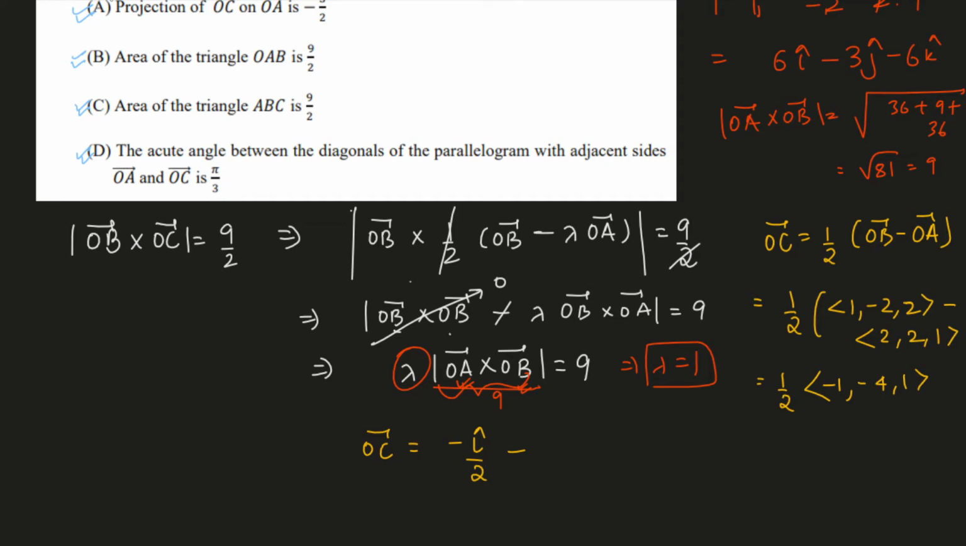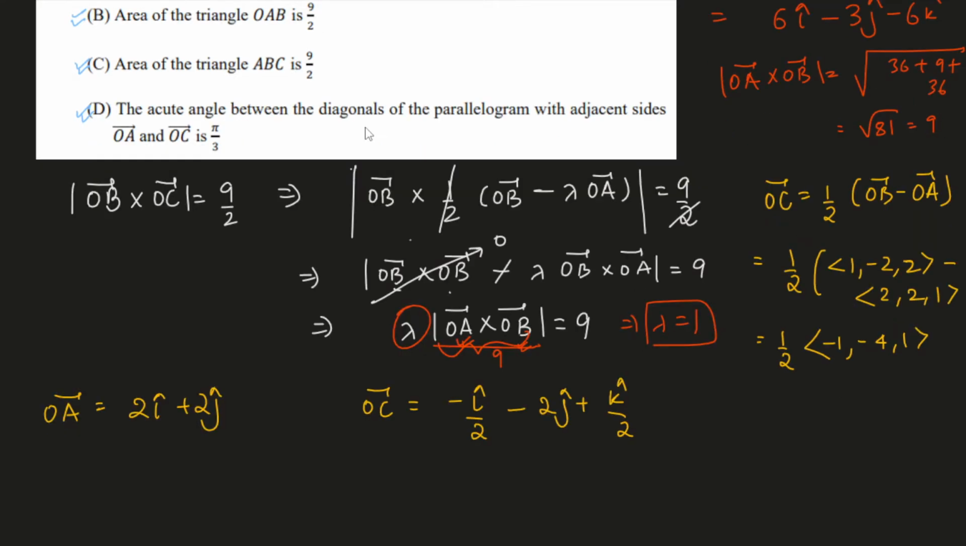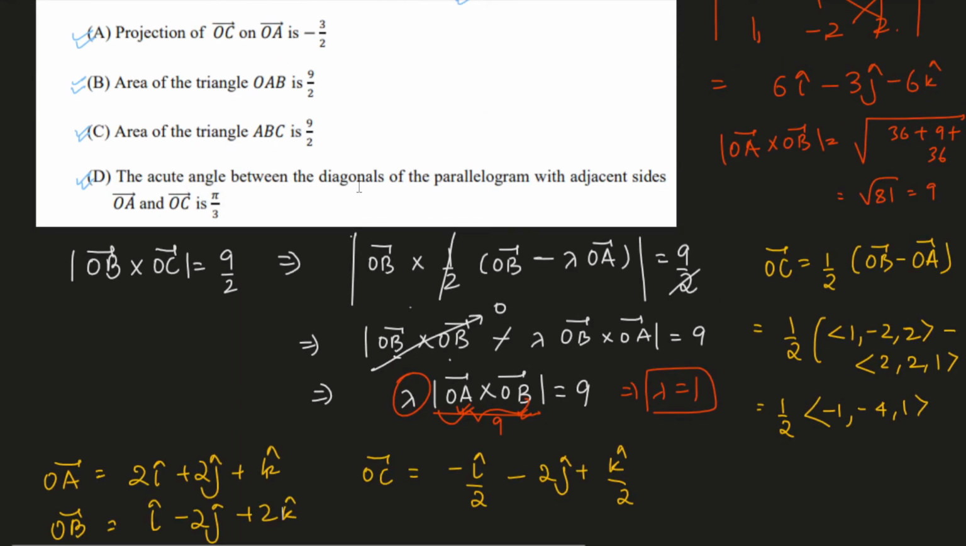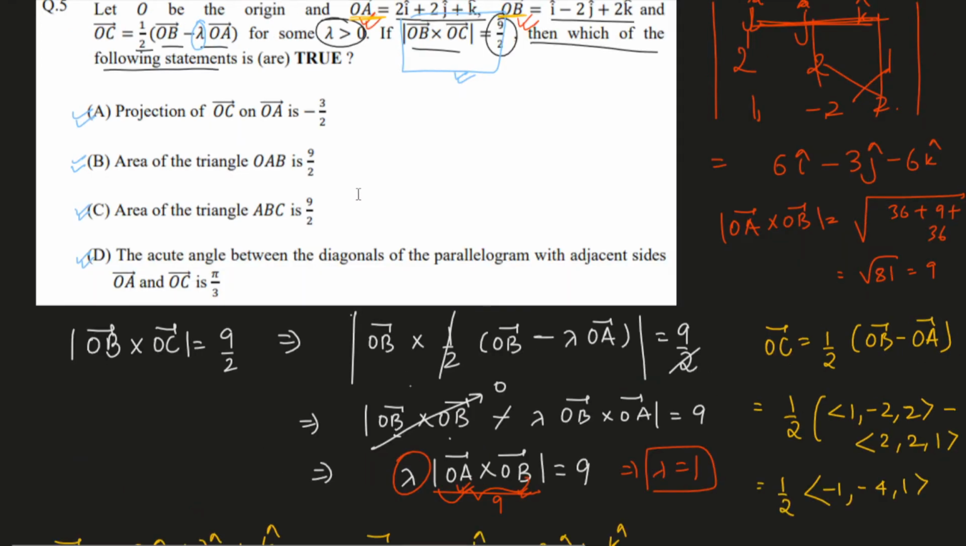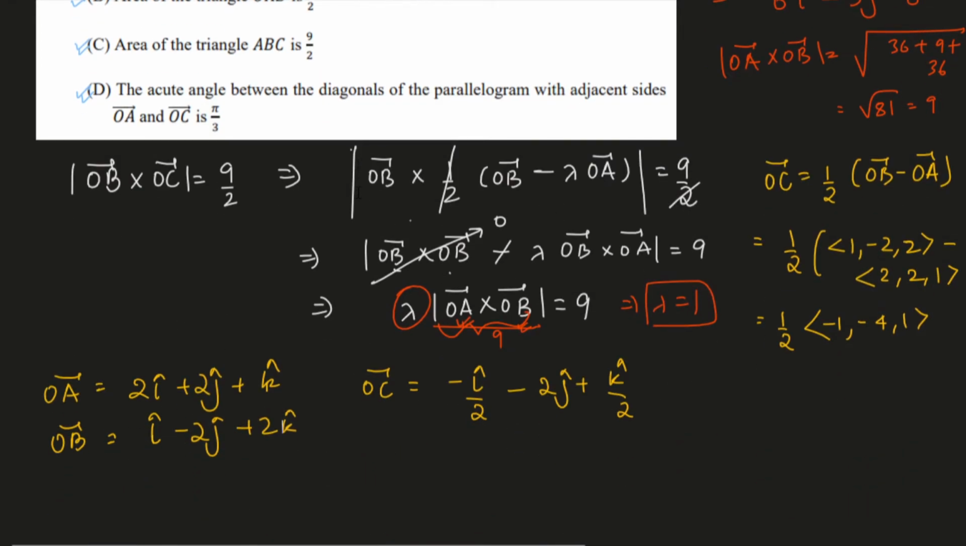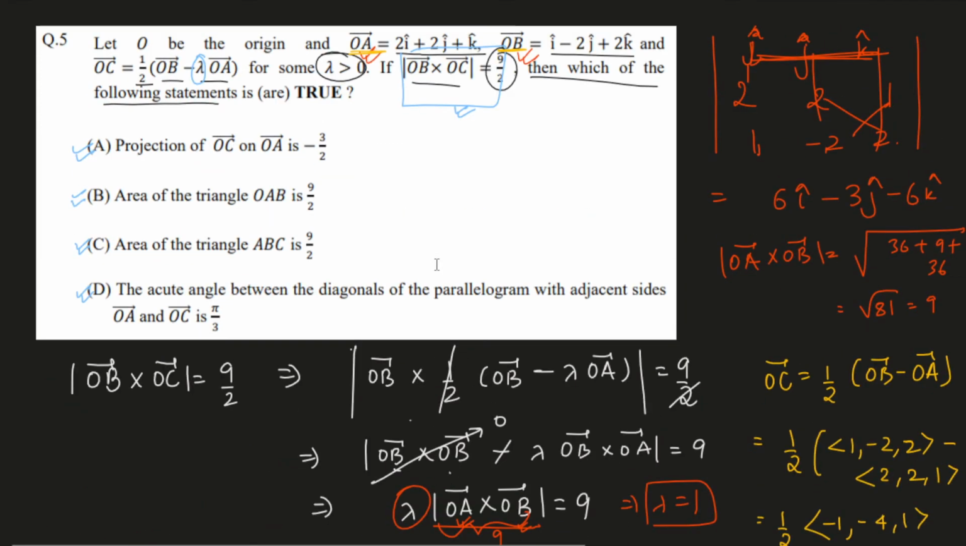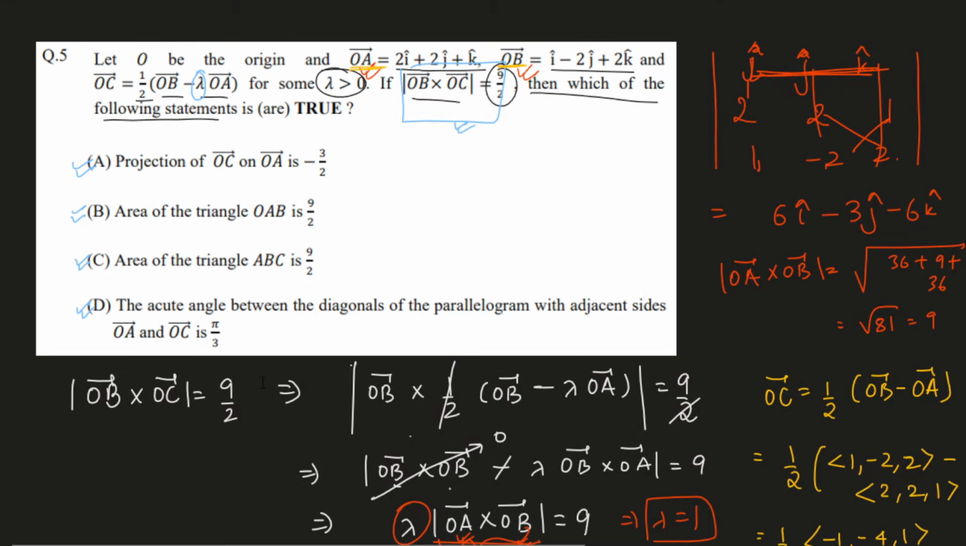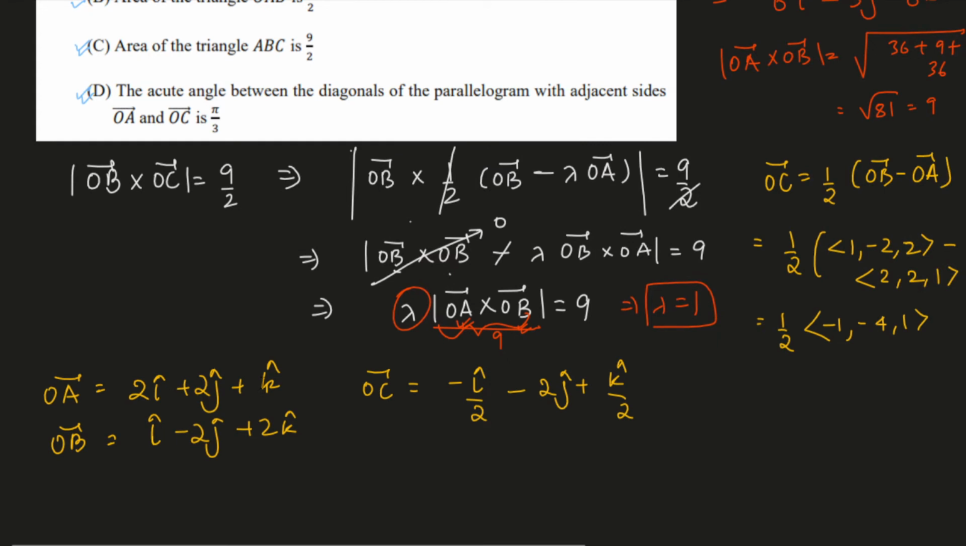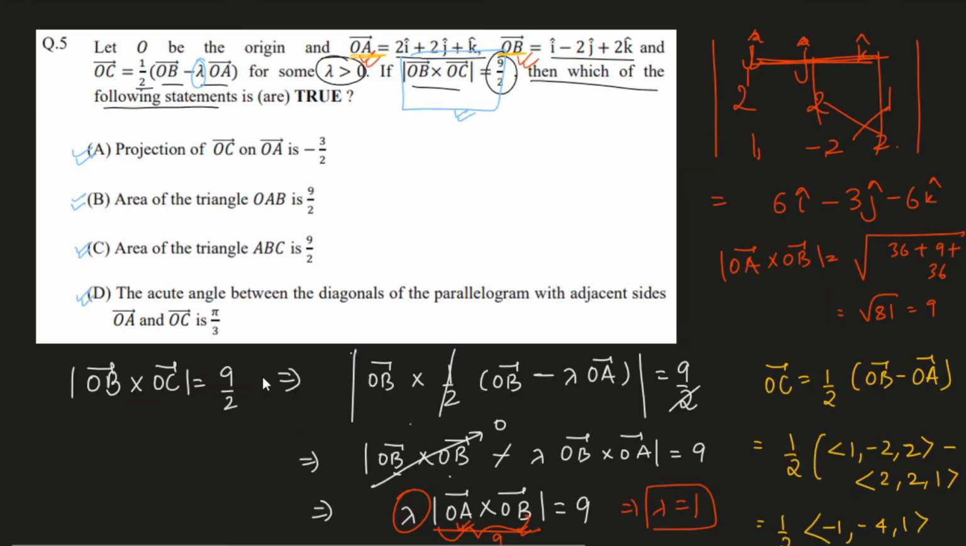Vector OA, again, let me just write it for reference. Vector OA is 2, 2, 1, so 2i plus 2j plus k. And vector OB is equal to i cap minus 2j cap plus 2k cap. I hope I've not committed any mistakes right there. All right, let me just verify it. OC is half of OB minus OA. So everything looks fine to me. All right, now let's go on to these mini problems that we have.